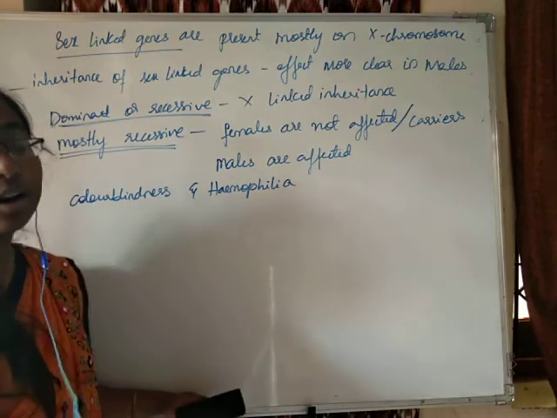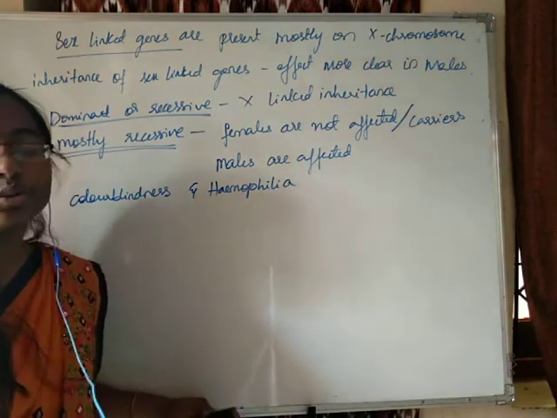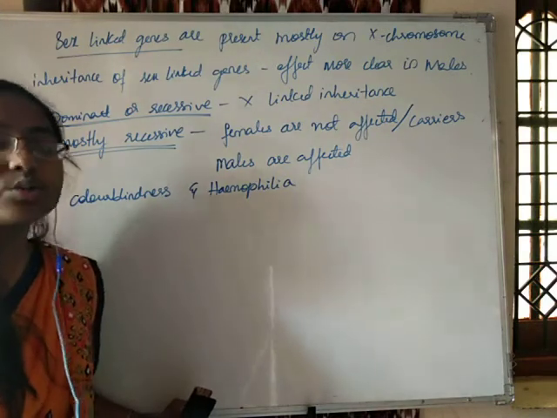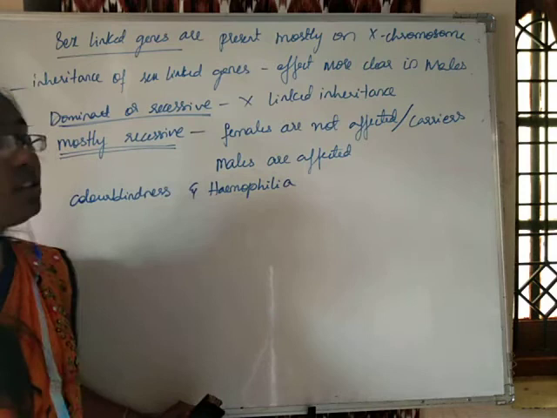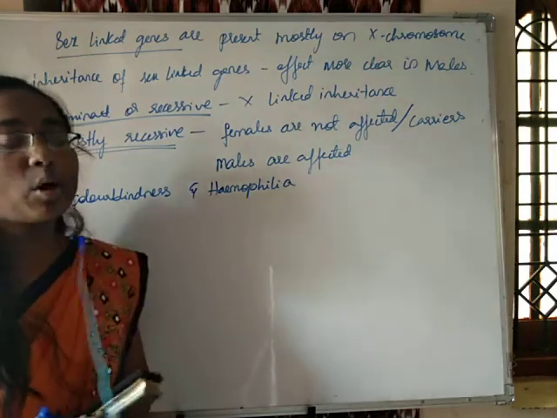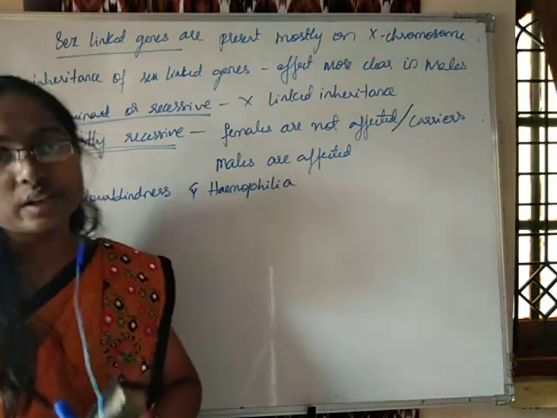These are the very common examples caused by X-linked inheritance. Color blindness and hemophilia are caused due to X-linked inheritance. X-linked recessive inheritance is very common, students, so we will learn about the characters shown by X-linked recessive inheritance first.